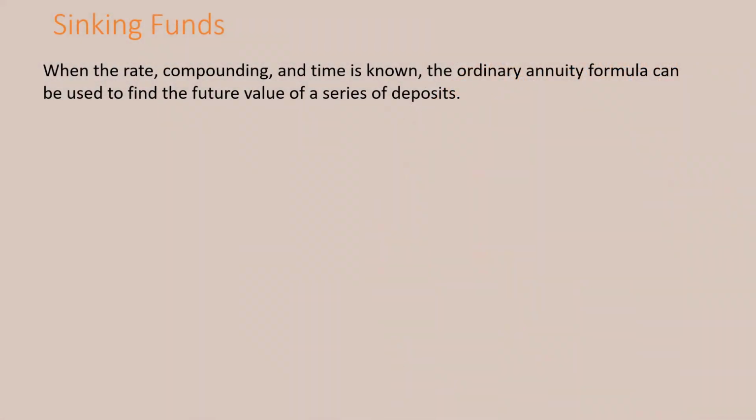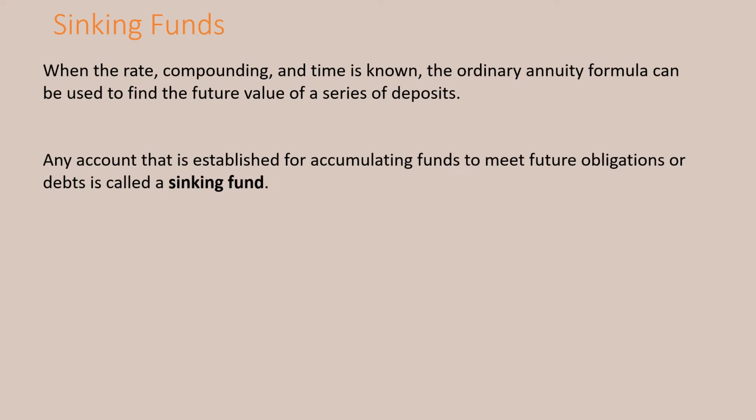Sinking funds. When the rate, compounding, and time are known, the ordinary annuity formula can be used to find the future value of a series of deposits. And the account that is established for accumulating funds to meet future obligations or debts is called a sinking fund. So if you are trying to accumulate funds to meet future obligations, then it will be treated as a sinking fund.